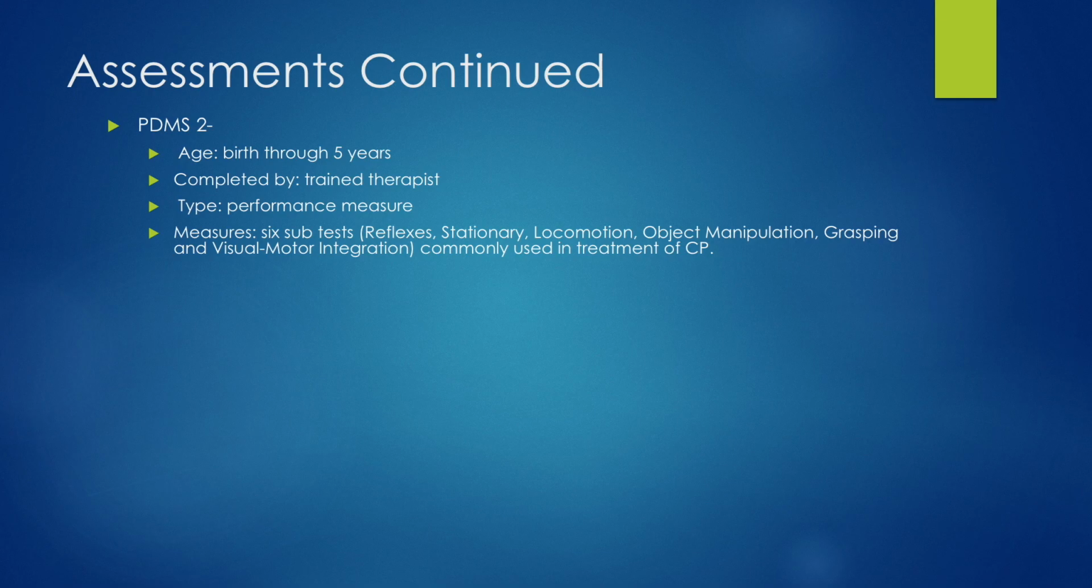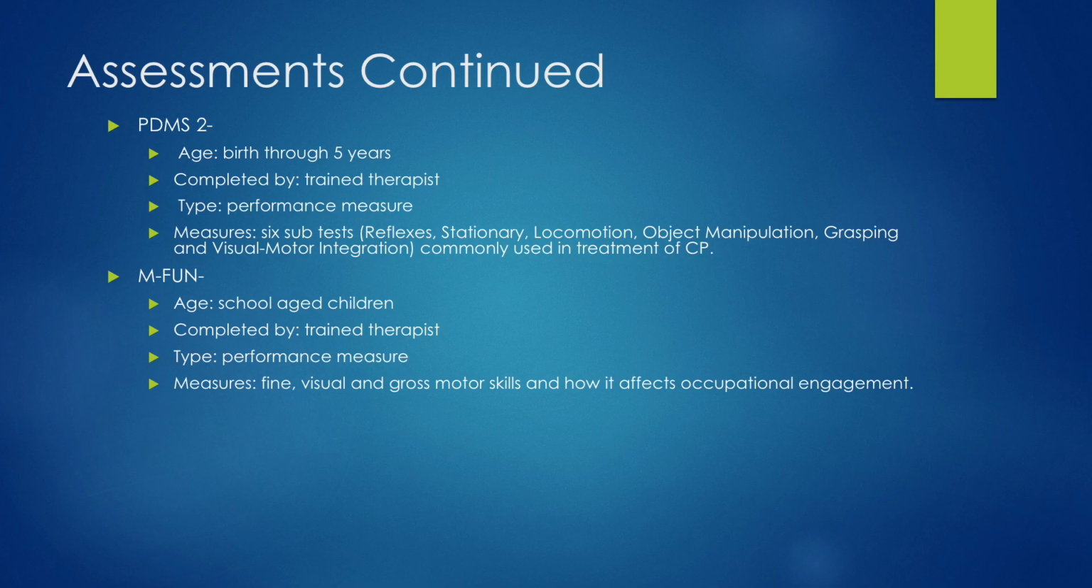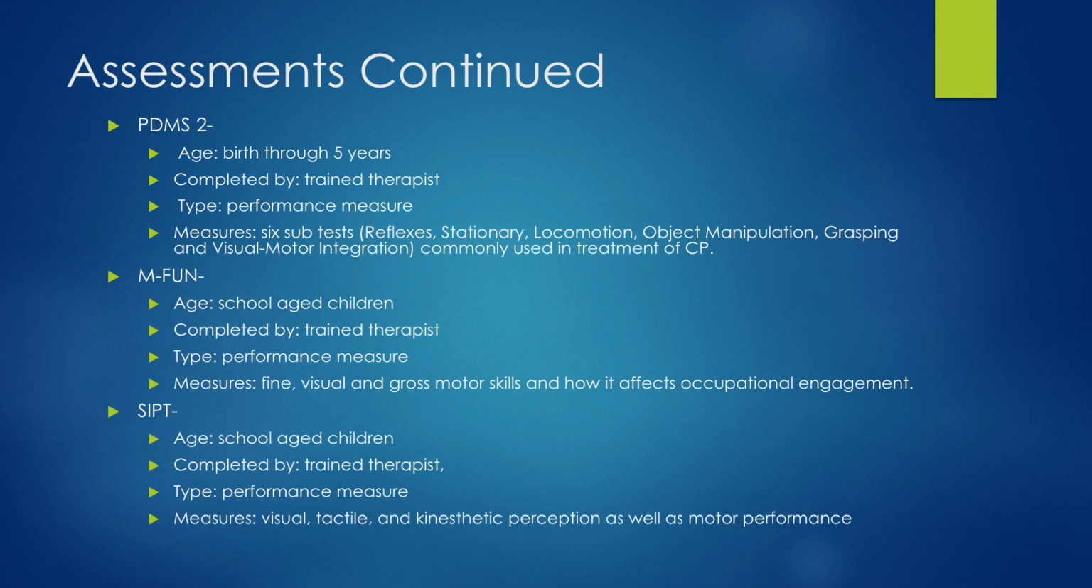The next assessment is the MFUN. This assessment is used with school-aged children, and it is also administered with paper and pencil, completed by a trained therapist. This is a performance measure that looks at fine, visual, and gross motor skills. The child's ability in these areas affects their occupational engagement. The next assessment is the SIPT. This assessment is used in school-aged children and is also administered with paper and pencil by a trained therapist. This performance measure looks at the visual, tactile, and kinesthetic perception, as well as motor performance.